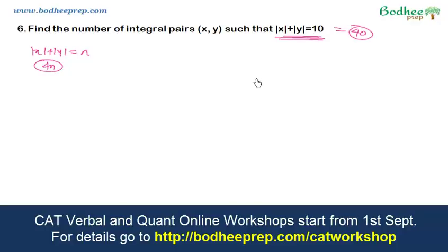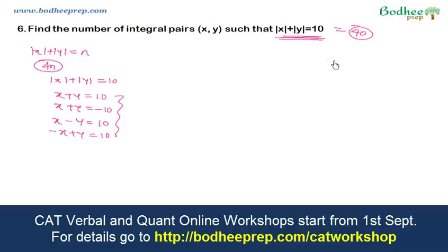So what we do here is, mod of x plus mod of y is equal to 10 is given, so we can open the mods and it will become 4 straight lines, that is x plus y is equal to 10, then x plus y is equal to minus 10, again x minus y is equal to 10, or minus x plus y is equal to 10. So these are the 4 straight lines which will be formed.